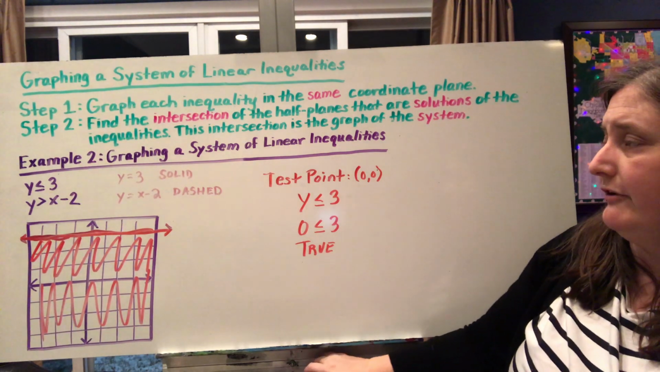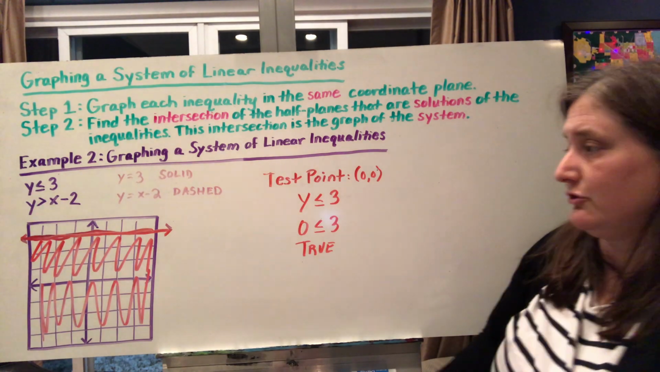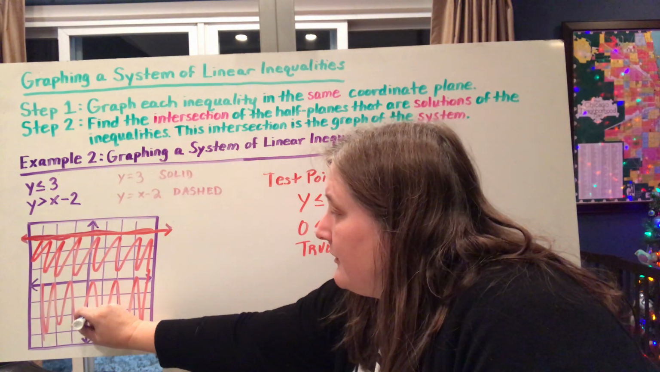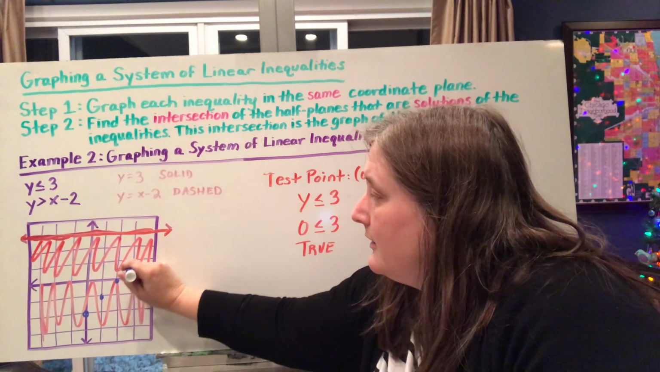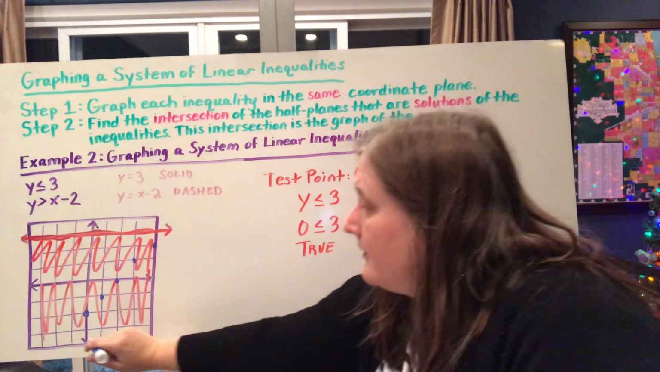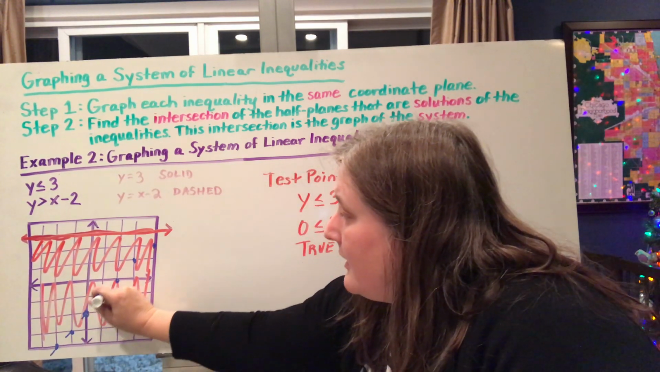Now I'm going to graph y equals x minus 2. This one's going to be my dashed line. So my y-intercept is down here at -2, and my slope is 1. So I'm going to draw in my dashed line.